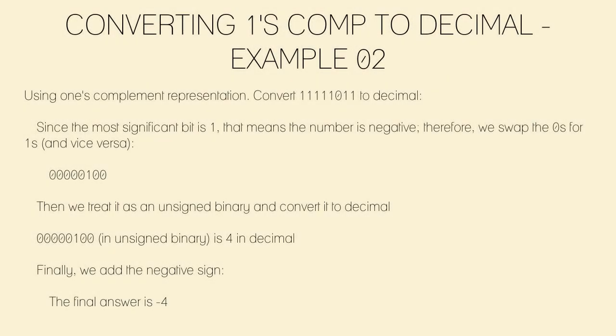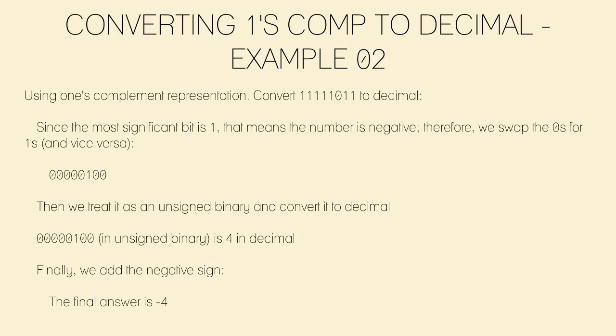Let's dive into another example to further consolidate our understanding of converting one's complement binary numbers back into decimal. In this case, we'll deal with a negative number, which requires a couple of additional steps. The binary number we'll convert is 11111011. We start the process by examining the most significant bit, or MSB. The MSB in this case is the leftmost bit, which is 1. This tells us that our binary number represents a negative decimal number.